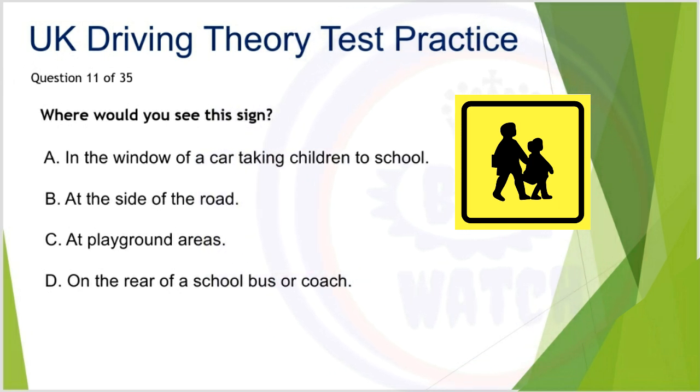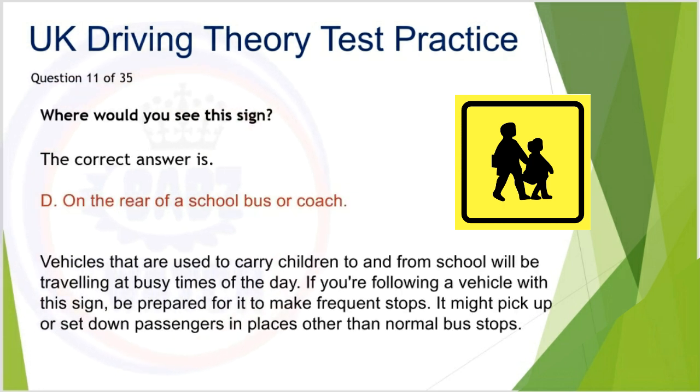Question 11 of 35. Where would you see this sign? A. In the window of a car taking children to school. B. At the side of the road. C. At playground areas. D. On the rear of a school bus or coach. The correct answer is D.